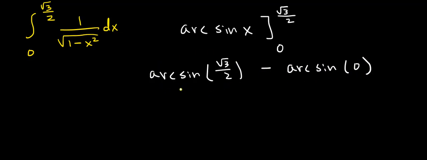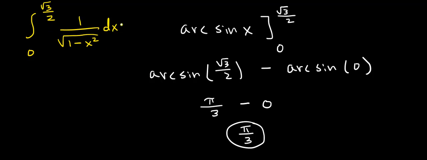Now this represents some angle. So sine of what will give you radical 3 over 2? Well, it turns out it's going to be pi over 3. Remember, it has to be in radians. In calculus, we always do radians. What about this part right here? Sine of what gives you 0? It's 0. So pi over 3 minus 0 is pi over 3. So the answer to this integral is pi over 3.